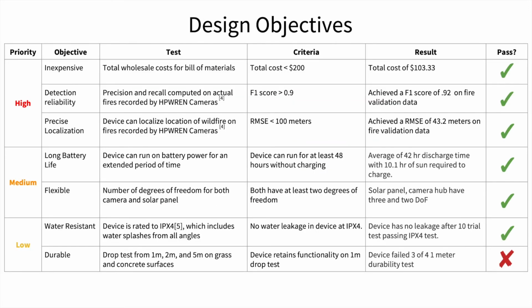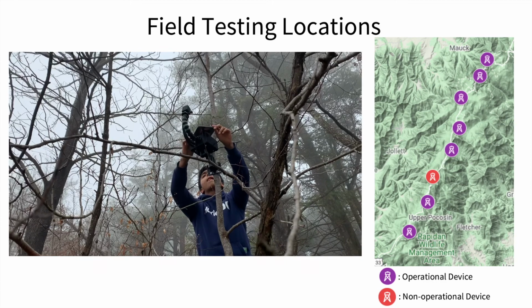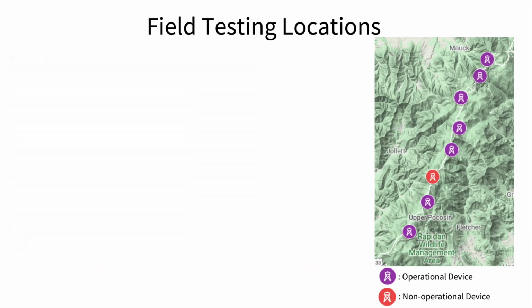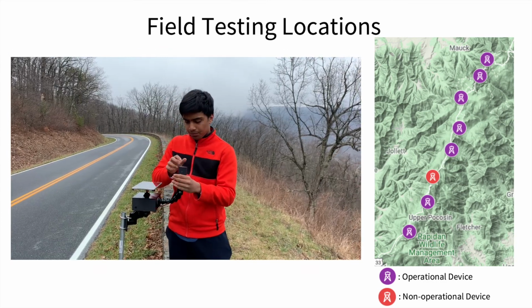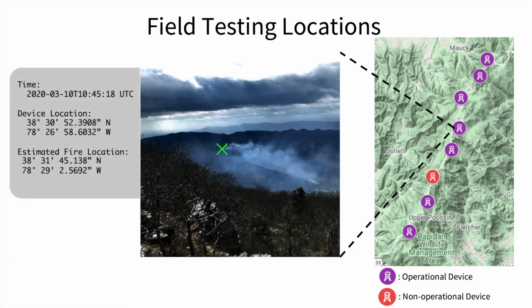Additional tests for battery life, flexibility, and water resistance were successful, meaning I met almost all my design objectives. As a final test, I installed 8 FireWatch devices in the Blue Ridge Mountains. Over the 5-week testing period, 7 of the 8 devices remained functional, and 1 of the devices was able to successfully detect and localize a forest fire. The accurate detection of a real forest fire is strong evidence of FireWatch's efficacy in a real-world setting.